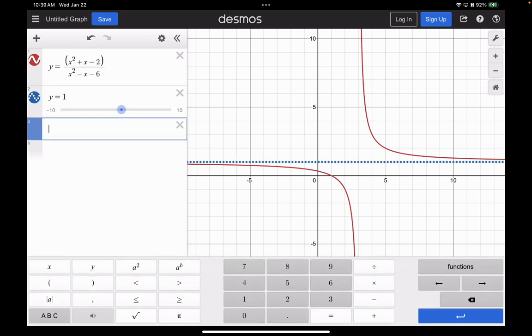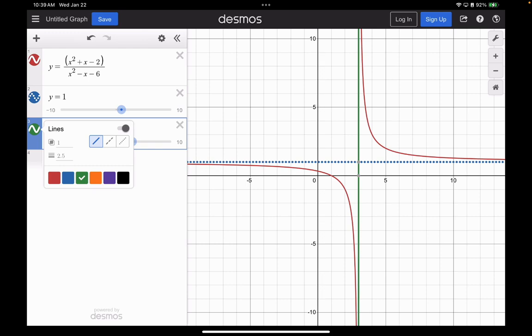And where's the vertical asymptote? Up there. That's 3. I see it. I see what's going on. 3. I see what's happening. That's 3. Yeah, I understand it now. Good job.